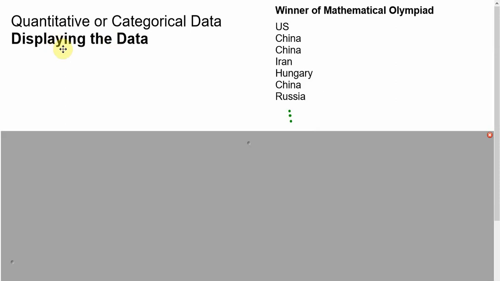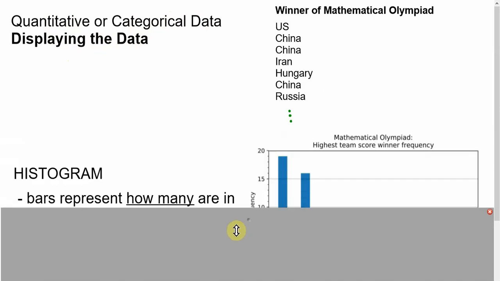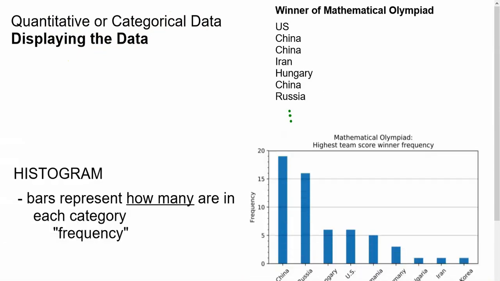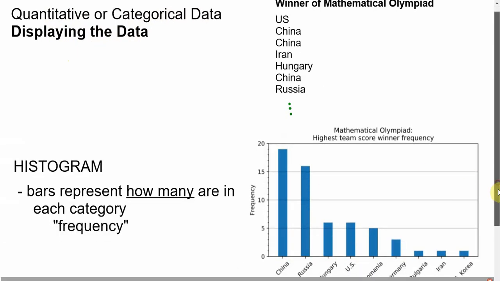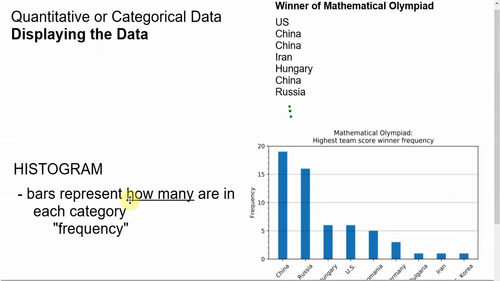So we had looked at pie charts for the categorical data. That's one way to do it. But now we're going to look at a way of doing it for categorical data or quantitative data. And it's called a histogram. So in a histogram, what you do is you look at how many are in each category or how many are in a range of numbers. And that how many is called frequency.